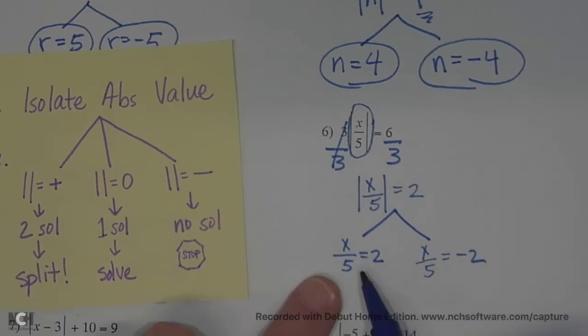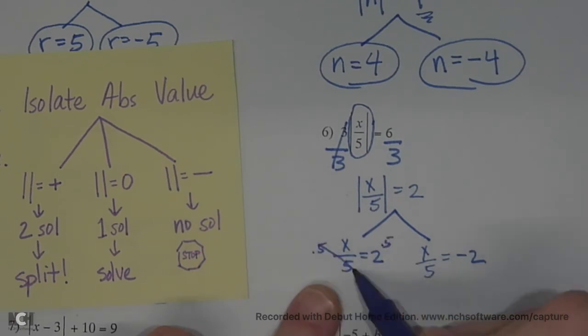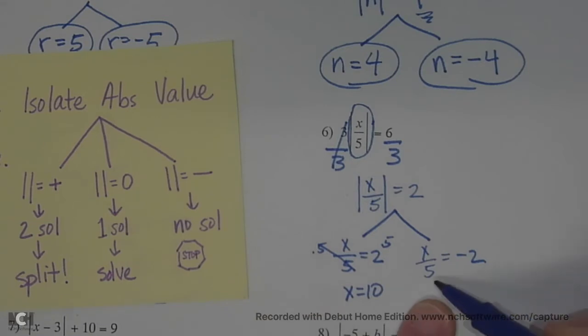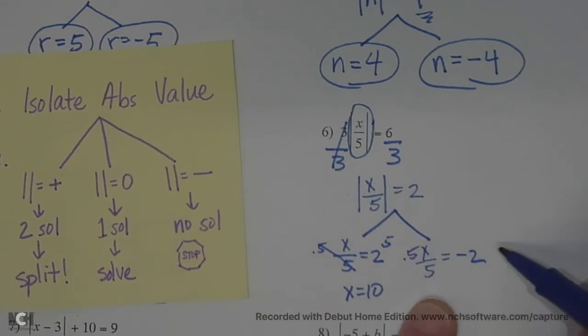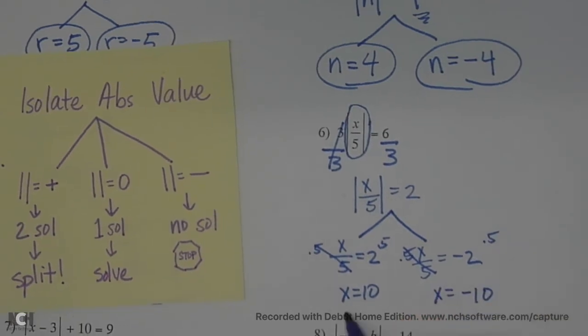Okay, and now we just solve these two equations. So we're going to solve them separately. First, this one. Let's multiply 3 by the 5 to get rid of that 5. And we're going to get x equals 10. And then over here, we'll multiply 3 by 5 to get rid of that 5. And we're going to get x equals negative 10. And those are our two solutions for that problem.